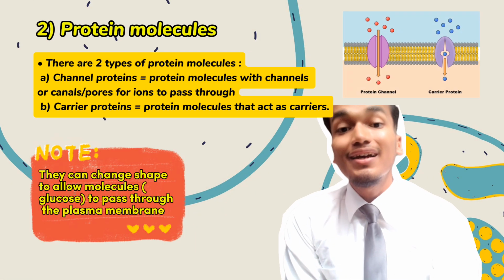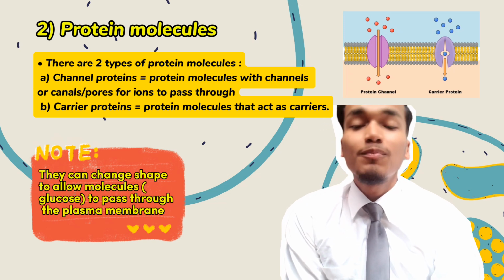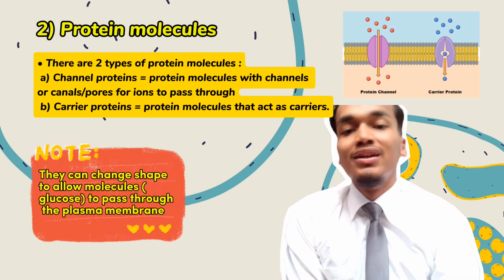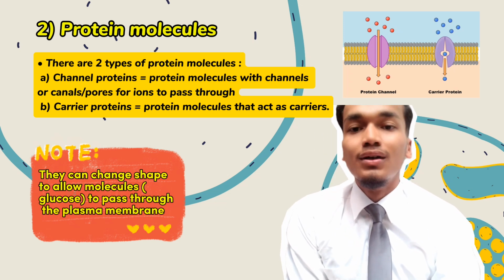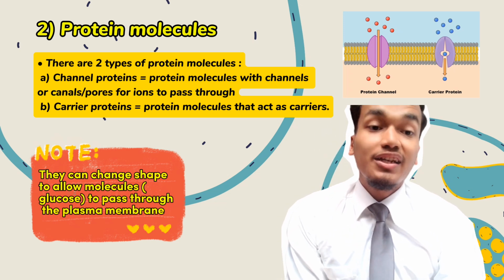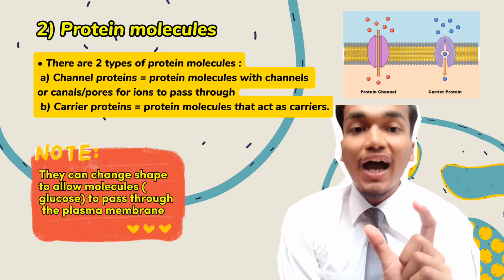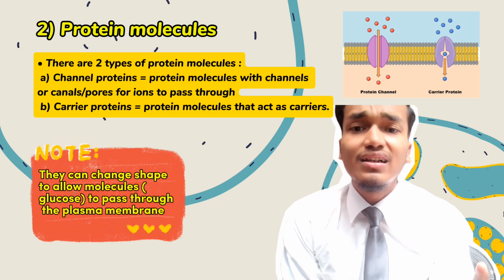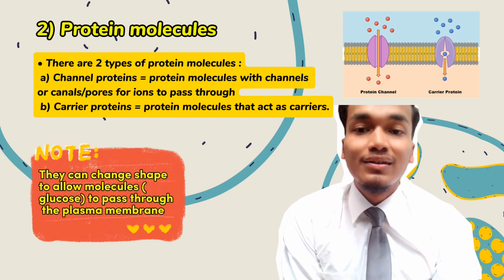Let's go into the second structure of plasma membrane, the protein molecule. In plasma membrane, there are two main types of protein molecules. The first one is channel protein and the second one is carrier protein. Channel proteins are like gatekeepers with channels or pores that allow only specific ions to pass through the membrane. Think of them as a specialized tunnel, ensuring the selective movement of ions across the membrane.